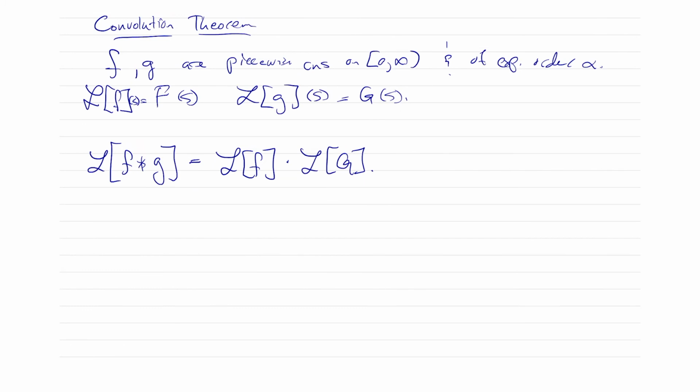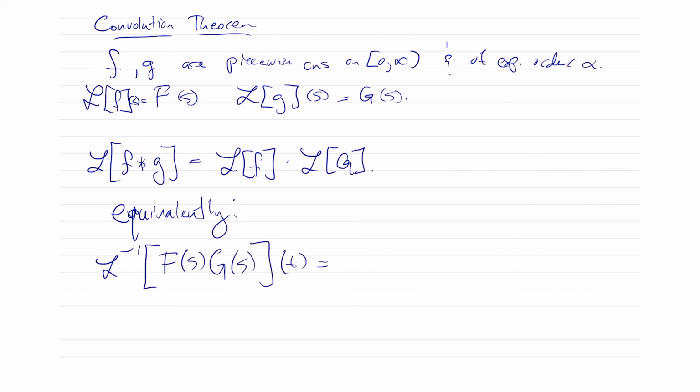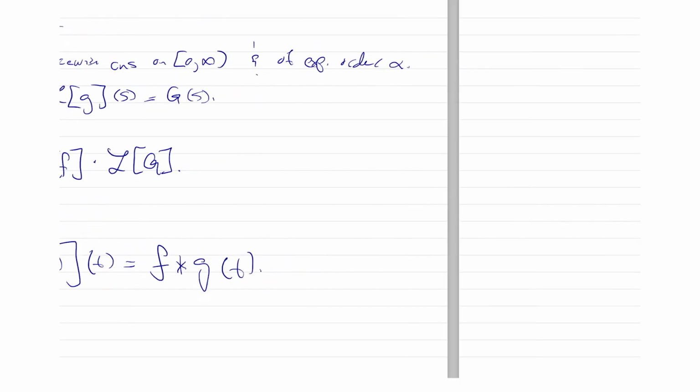And so, equivalently, the inverse Laplace transform of big F of s times big G of s at t is equal to the convolution of f with g evaluated at t. Nice and simple. Okay, so now let's go ahead and try an example.